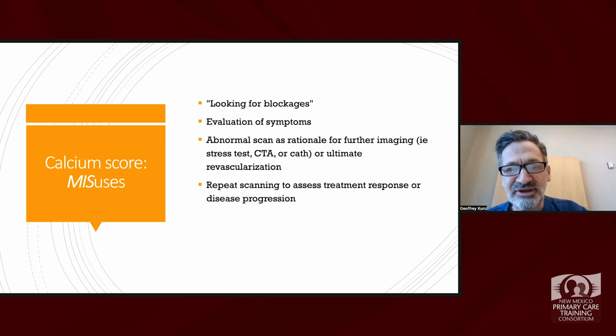What you don't want to do is use it for looking for blockages. It's not appropriate for evaluation of symptoms. It should not be used as a rationale for doing further imaging like stress testing, cath, or CTA. It should not be used as a decision to pursue workup for revascularization. And it should not be used for repeat scanning to assess for treatment response or disease progression.